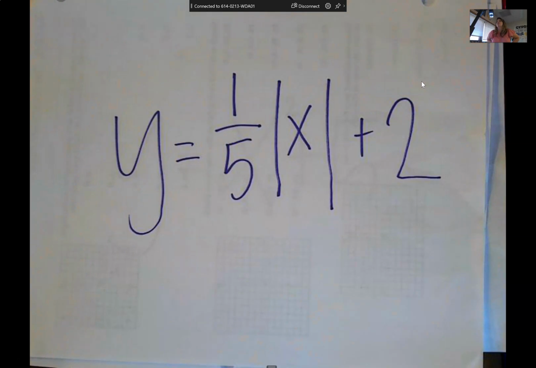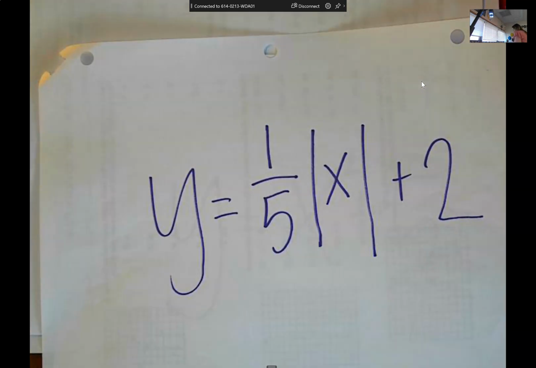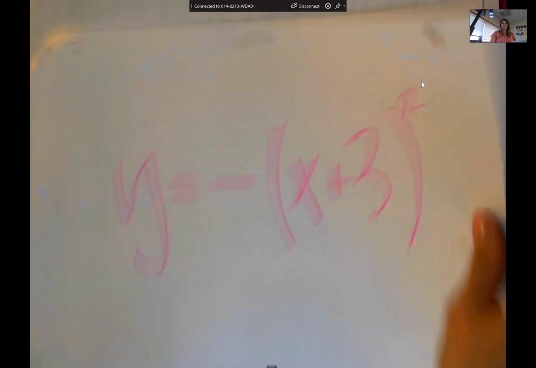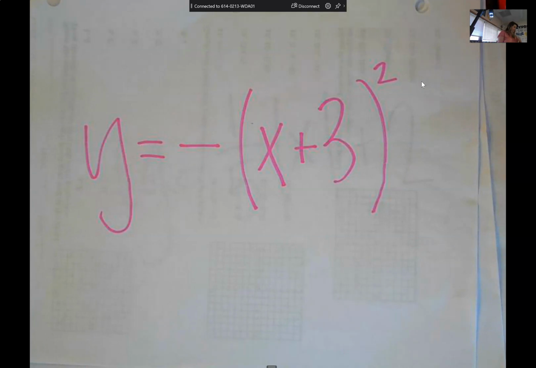Okay, let's see. Shrink by 1/5 and up 2. Let's do 2 more and then be done. Okay, this has had 2 things happen to it. We have 1 more after this and then we're done.